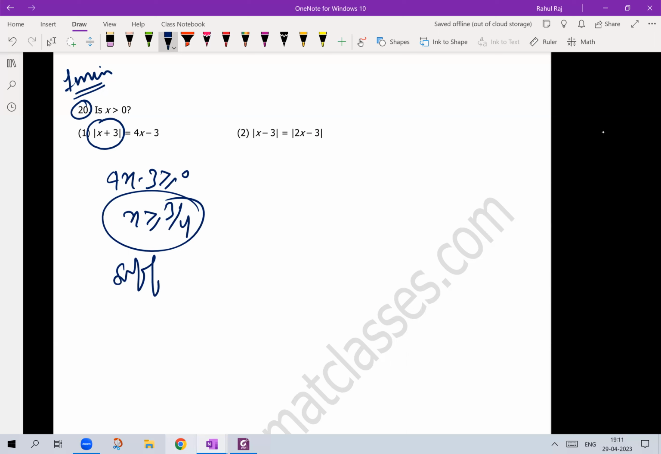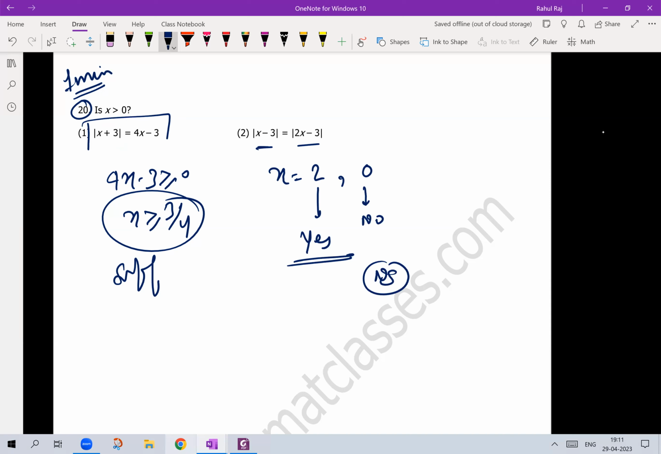Sufficient. In this case, if you put x is equal to 2, the left hand side is equal to the right hand side. If you put x is equal to 0, the left hand side is equal to the right hand side. My question is, is x greater than 0? This is a no situation. This is a yes situation. Not sufficient. If you try to solve this equation, you will get two values, x is equal to 2 or x is equal to 0. But x is equal to 0 would be an invalid value, because when you put x is equal to 0 over here, 3 is equal to a negative. So option number A is the right answer.